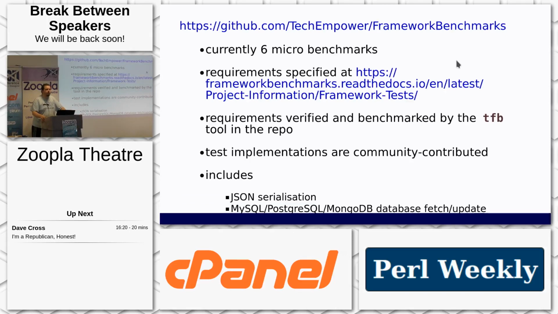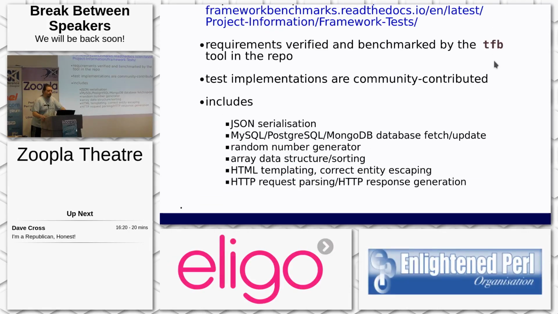Currently there are 6 micro benchmarks, and the requirements for how a benchmark is to be implemented are available at this documentation site. The requirements are verified and benchmarked also by the TFB tool in the root of this repository. All the test implementations are contributed by the community because, of course, the actual users of the frameworks know best how to implement them.